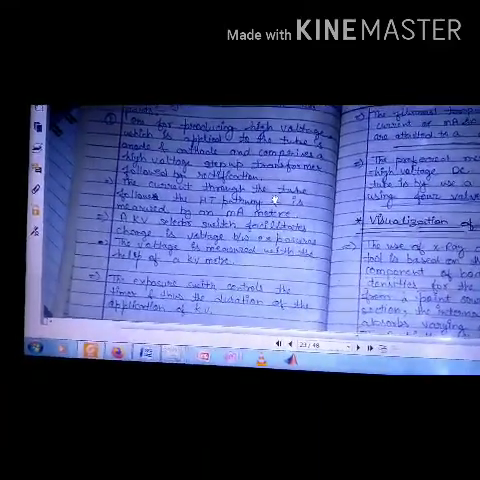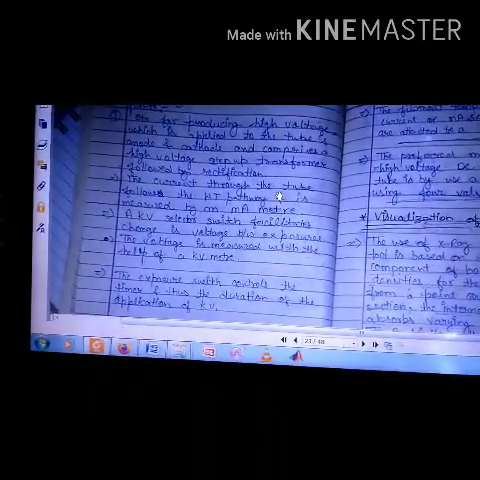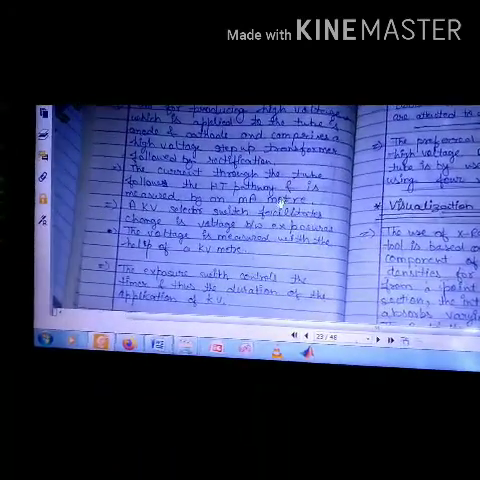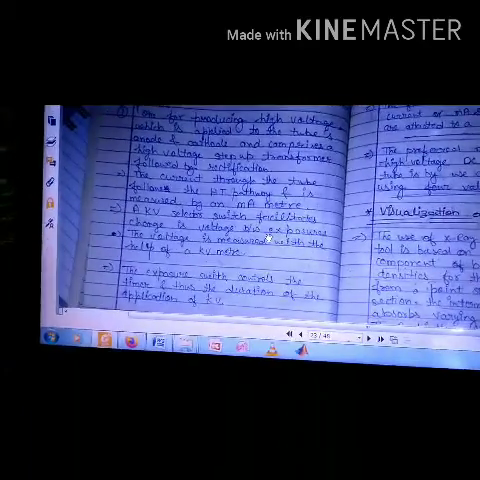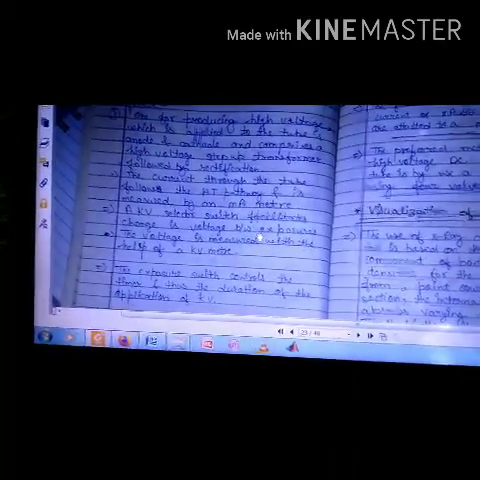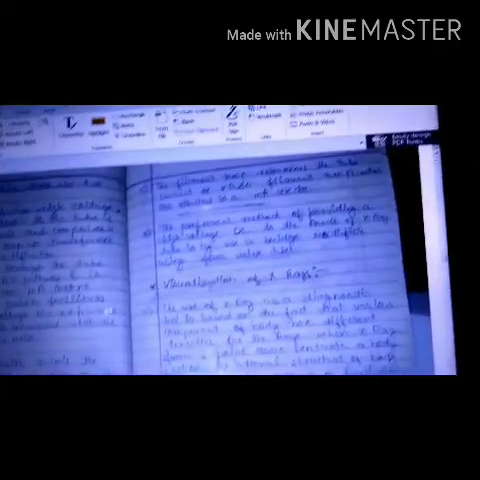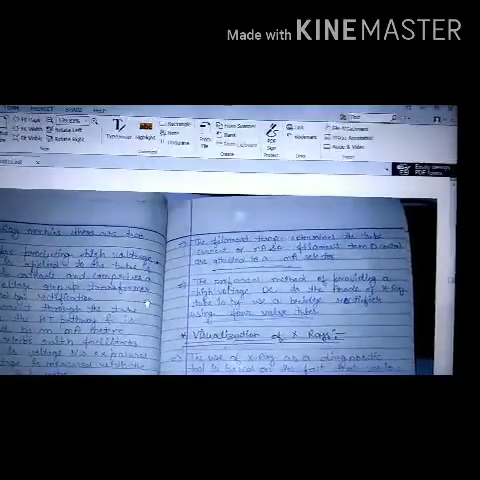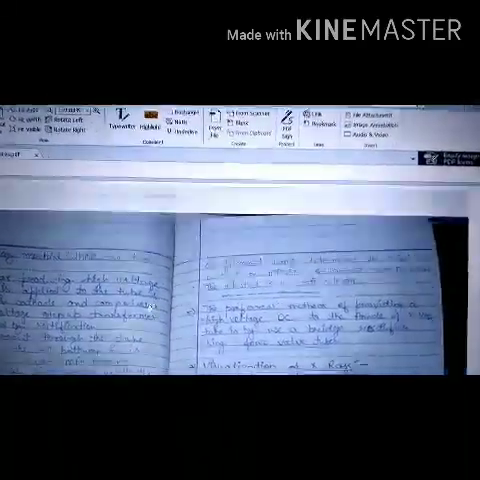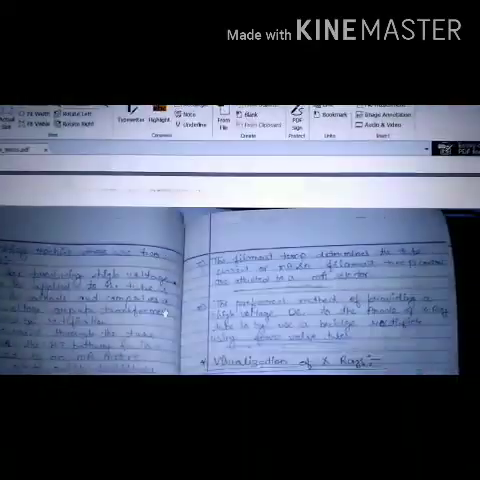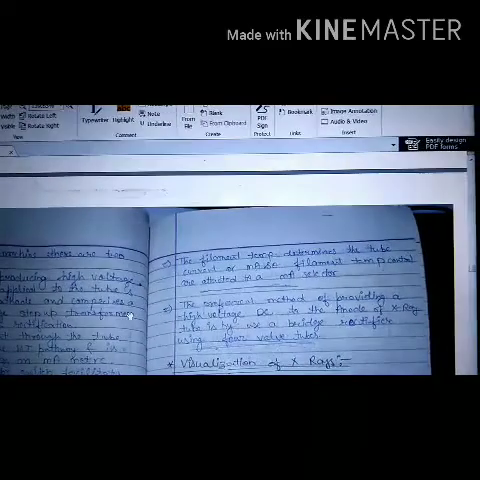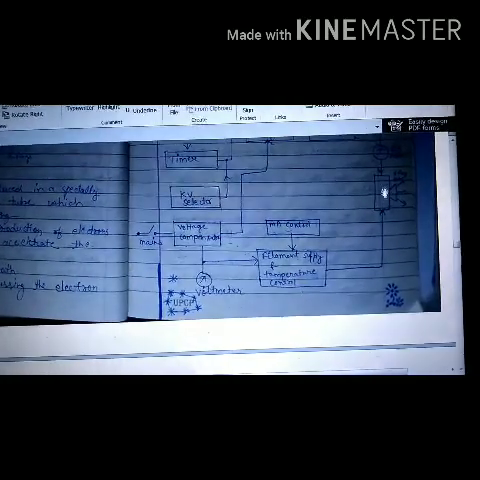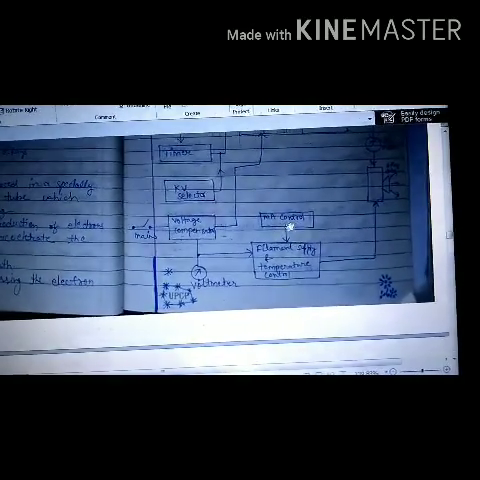The voltage is measured with the help of a kilovolt meter. The exposure switch controls the timer and the duration of the application of kilovoltage. Then the filament temperature determines the tube current, or milliampere. If we look at the figure, the filament supply and temperature control is here. We control the temperature through the milliampere control switch.